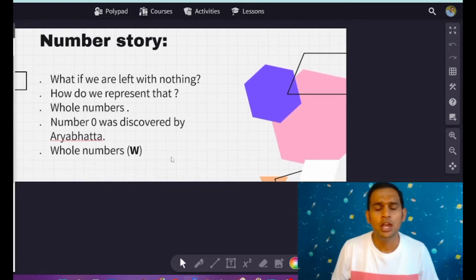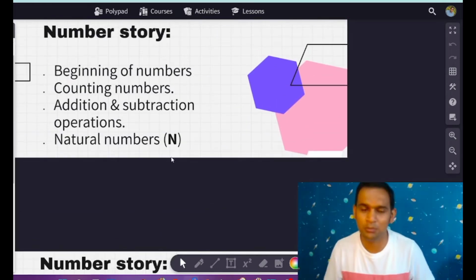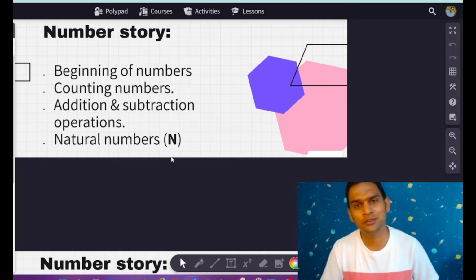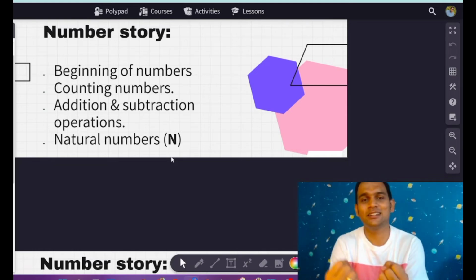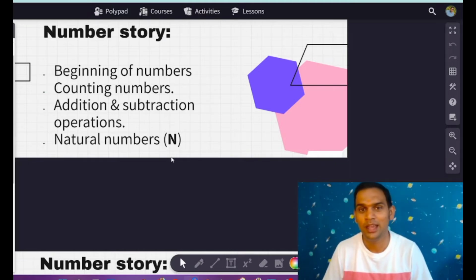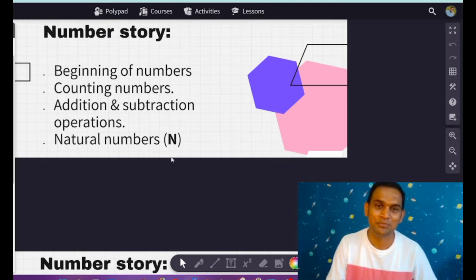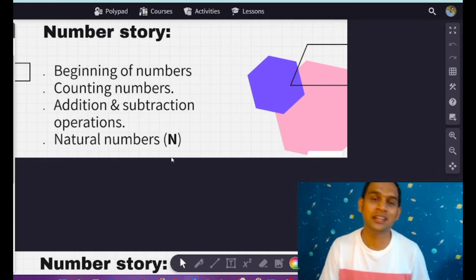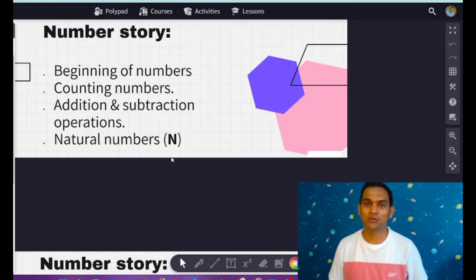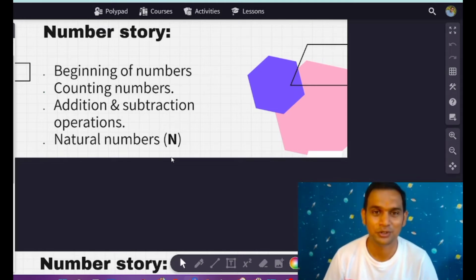So let's begin. The number story begins with the beginning of numbers. How did numbers begin? In the ancient days, we started collecting things. When we started collecting things, our ancestors needed some method to count it, right? There should be something so that we can understand how much we have collected. When that need came, we started counting numbers, and that's how the natural numbers were born. Natural numbers are simple, which is why they are also called counting numbers.